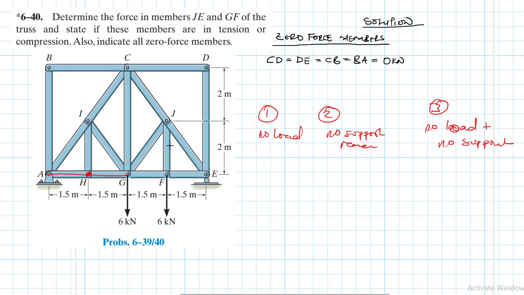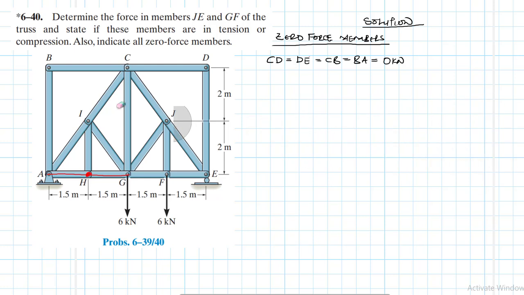So any of these conditions. If we had a load here, they could not have been zero force members. If we had a support reaction, they could not have been zero force members. But because they don't have either of these, and two are collinear, the third member becomes the zero force member. The zero force member here is HI, equal to 0 kilonewtons.